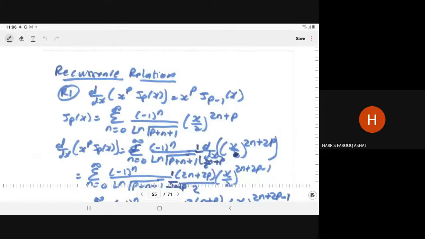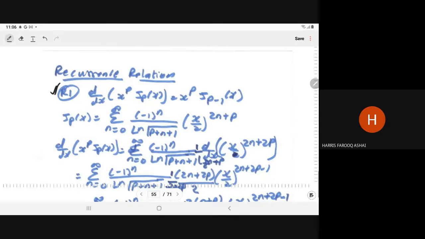Yes, sir. So the first recurrence relation is recurrence relation 1. It is d/dx of x to power p into J_p is equal to x to power p J_(p-1). So this is the first recurrence relation.